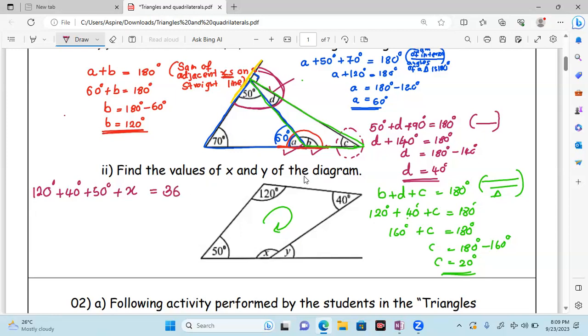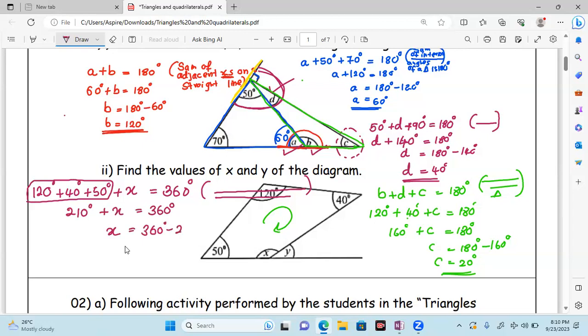And you can write the reason, because sometimes in the exam they ask you to mention the reason also, why you write like this. The sum of the interior angles of a quadrilateral is equal to 360. Then you can take the sum of these angles. It is 160 plus 50, it is 210. Add x equals 360 degrees. Then x is equal to 360 degrees subtract 210.